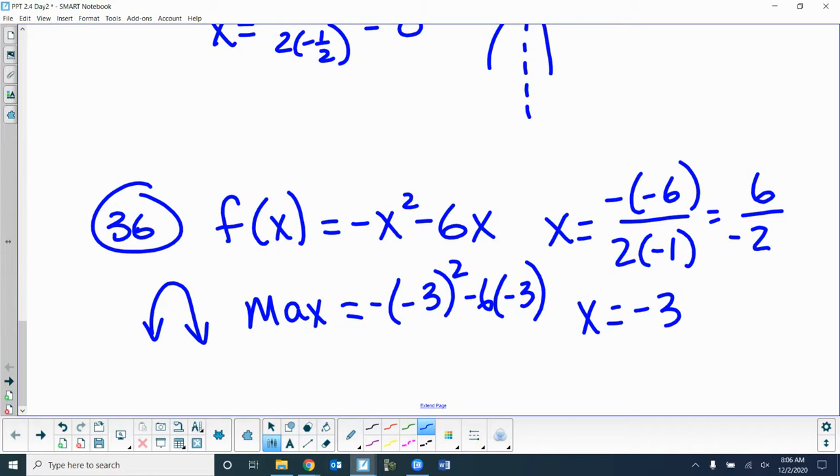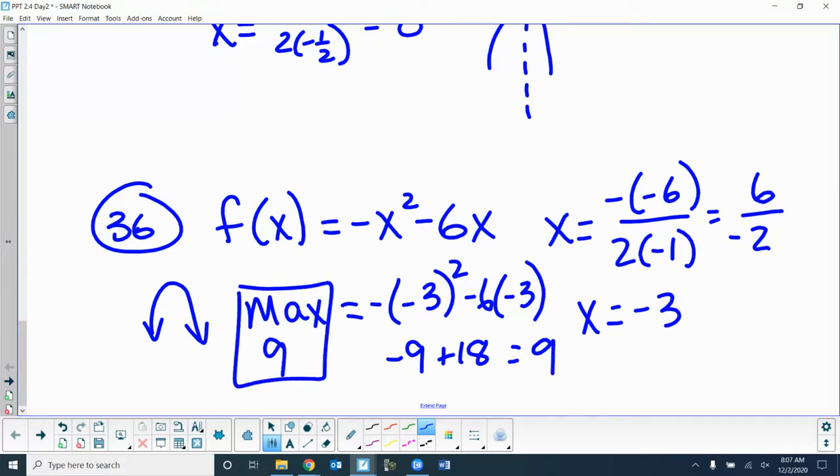So again, negative 3 squared is positive 9, but that negative out front makes it negative 9. Negative 6 times negative 3 is positive 18. Negative 9 plus 18 is 9. So it's a maximum, and the max value is 9. That's how you do those. Okay, you find the axis of symmetry, and then you just plug in whatever you get to the problem. And that'll give you the max or min value. Depending if it opens down, it's a max, opens up, it's a min.